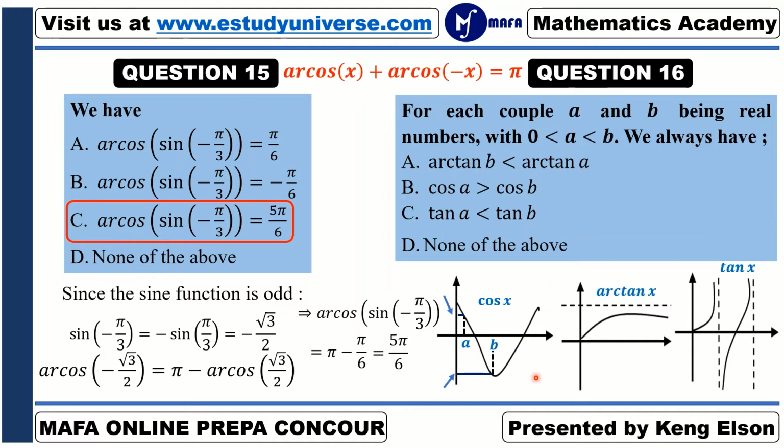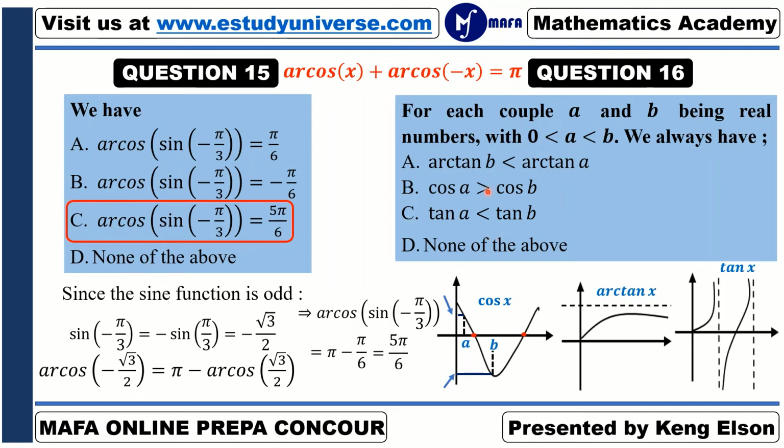But what if I take A to be 90 degrees and B to be 270 degrees? Cos A will give you 0 and cos B will give you 0. They are equal. So option B is wrong, because if A is 90 and B is 270, both are positive and A is less than B, but the cosine of A is 0 and the cosine of B is 0, and you would get 0 greater than 0. Impossible. So option B is out of the way.